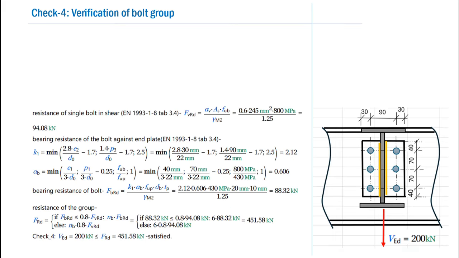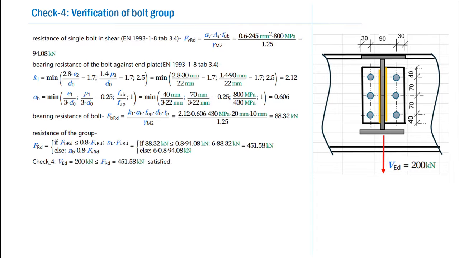Now let us proceed to check 4, that is verification of the bolt group. As usual, we know that whenever we have an end plate connection, the shear capacity of the bolt will be governed by two actions. One, the shear resistance of the bolt, and second, the bearing resistance of the bolt against the end plate.